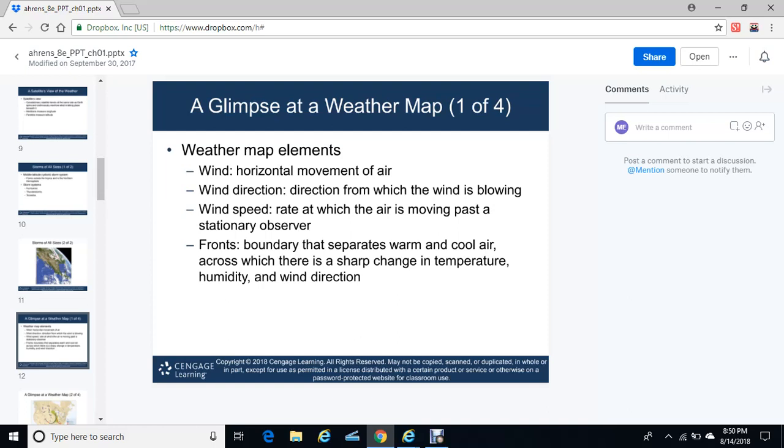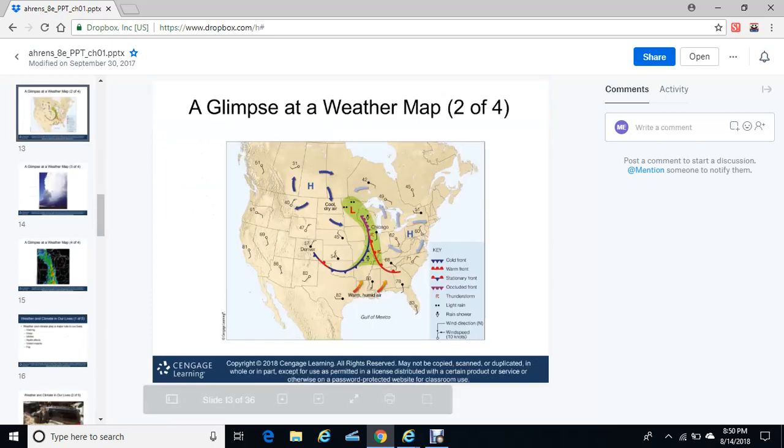And then fronts, and don't really worry about these, they are introductory terms. We're going to get much more in depth on these in future chapters. But fronts are boundaries that separate warm and cooler air across which there is a sharp change in temperature, humidity, and wind direction. And again, we will get more in depth on all these concepts as we progress. Chapter 1 is more of an introduction to a lot of the different terminology.